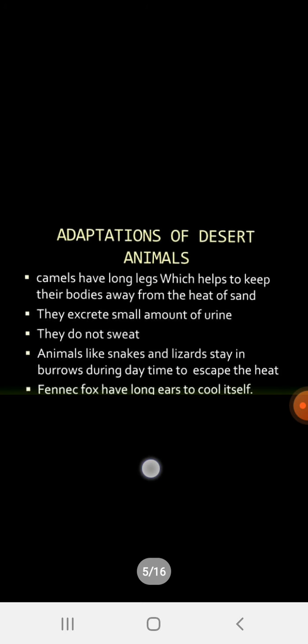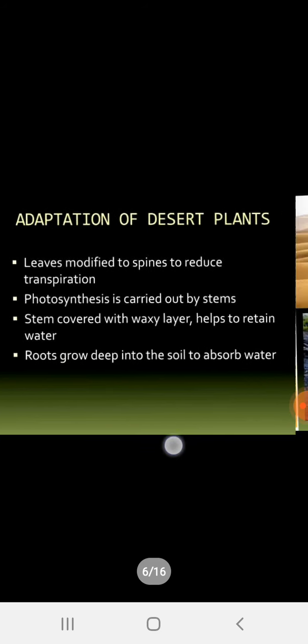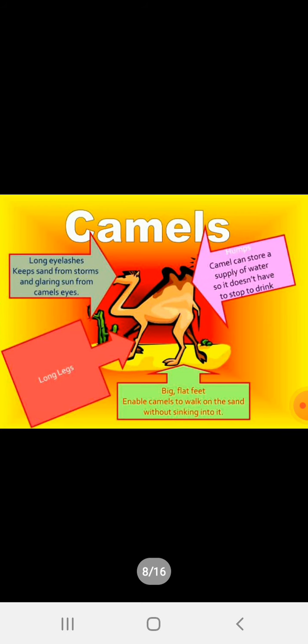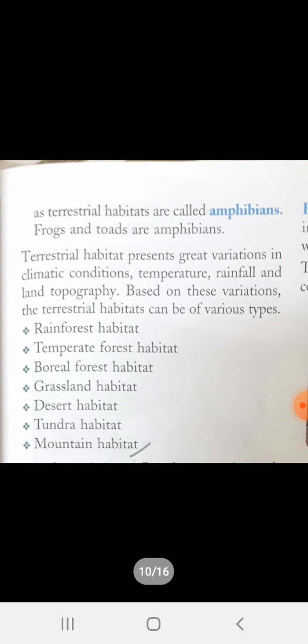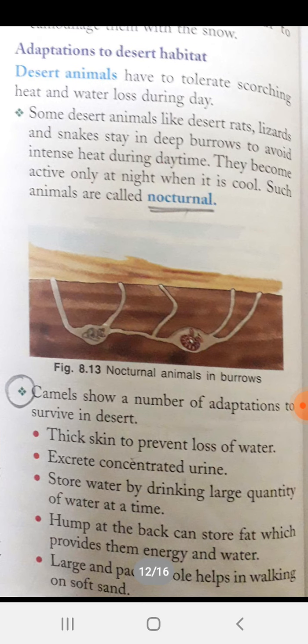Now let's discuss the adaptive features of the camel. A camel can live without food and water for many days. How? Because it has a hump on its back which stores fat, and this provides food energy, so they can live without food and water for many days. Secondly, they have big, flat, padded feet, which help them walk on the sand without sinking into it. And the camel also has long eyelashes that keep out sand from storms and the glaring sun from its eyes. So this is how the camel is well adapted to the desert habitat.